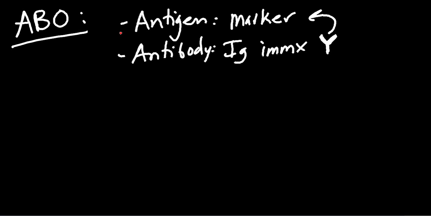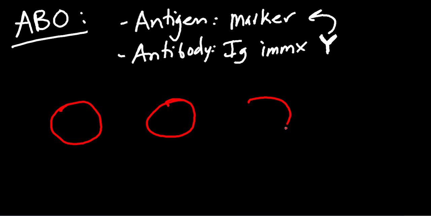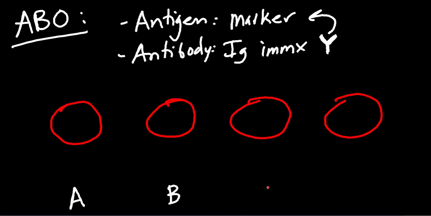So that's the basics. Now we can actually move into ABO blood typing. So you've got four cells here. We're going to use some examples. And we've got four red blood cells, hence why they're drawn in red. Kind of worked out well. We're going to have blood type A, blood type B, blood type AB, and blood type O. So these will come from four separate patients. So each one of these red blood cells is going to come from a separate patient.